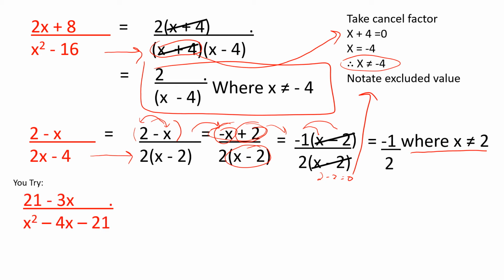Now you might want to try this one on your own. Stop the video and then come back. Looking at this one, we have, well, the numerator is divisible by 3. And then the bottom one, we can factor to be x plus 3 times x minus 7. Make sure you're doing your check steps, checking that middle term.